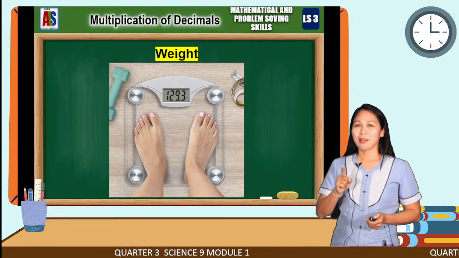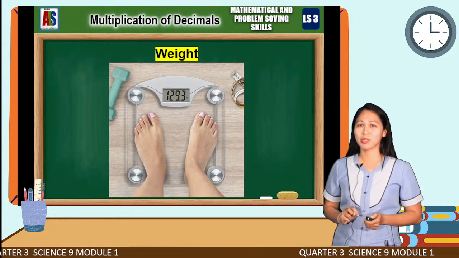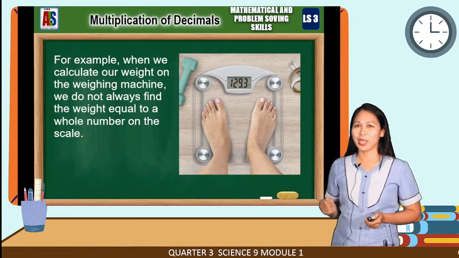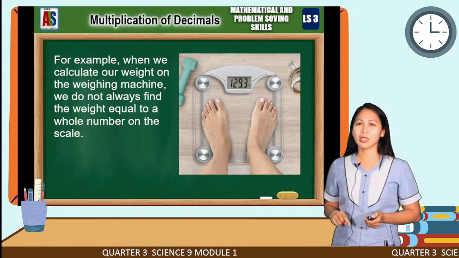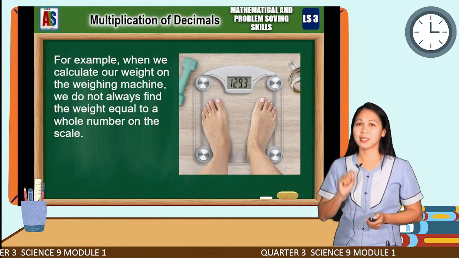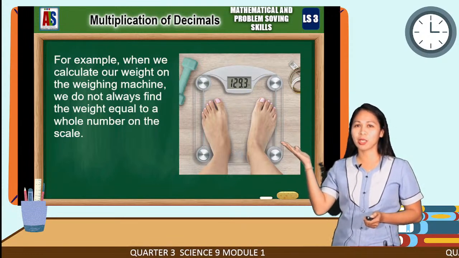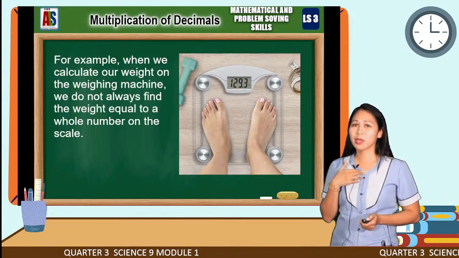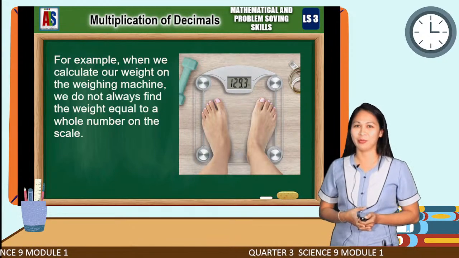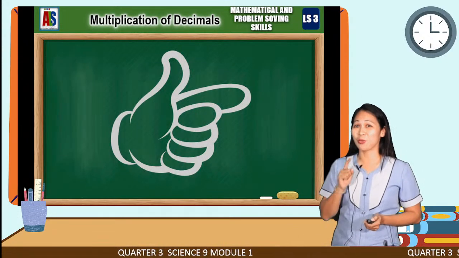Decimal numbers are used in situations where more precision is required than whole numbers can provide. For example, when we calculate our weight on a weighing machine, we do not always find the weight equal to a whole number on the scale, right? Yes, that's right. Okay, for example, my weight is 129.3. Because my weight is not equal to a whole number, that's why it is expressed as a decimal number. What about you? What is your weight? Try to weigh yourself on a weighing machine.